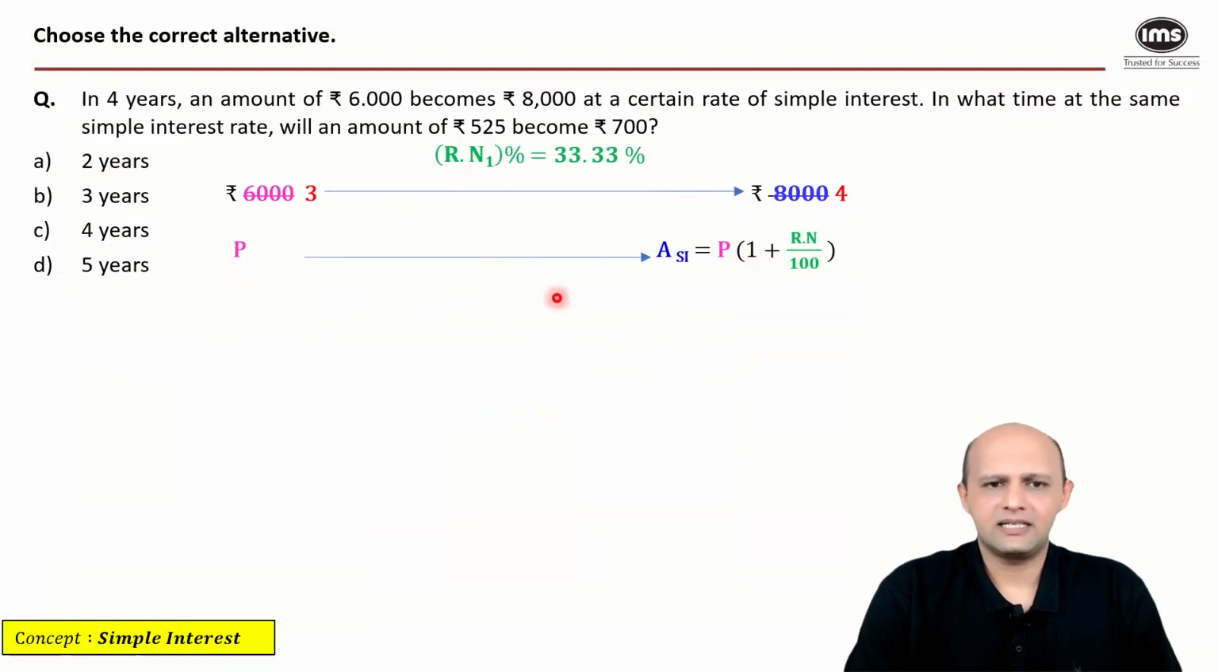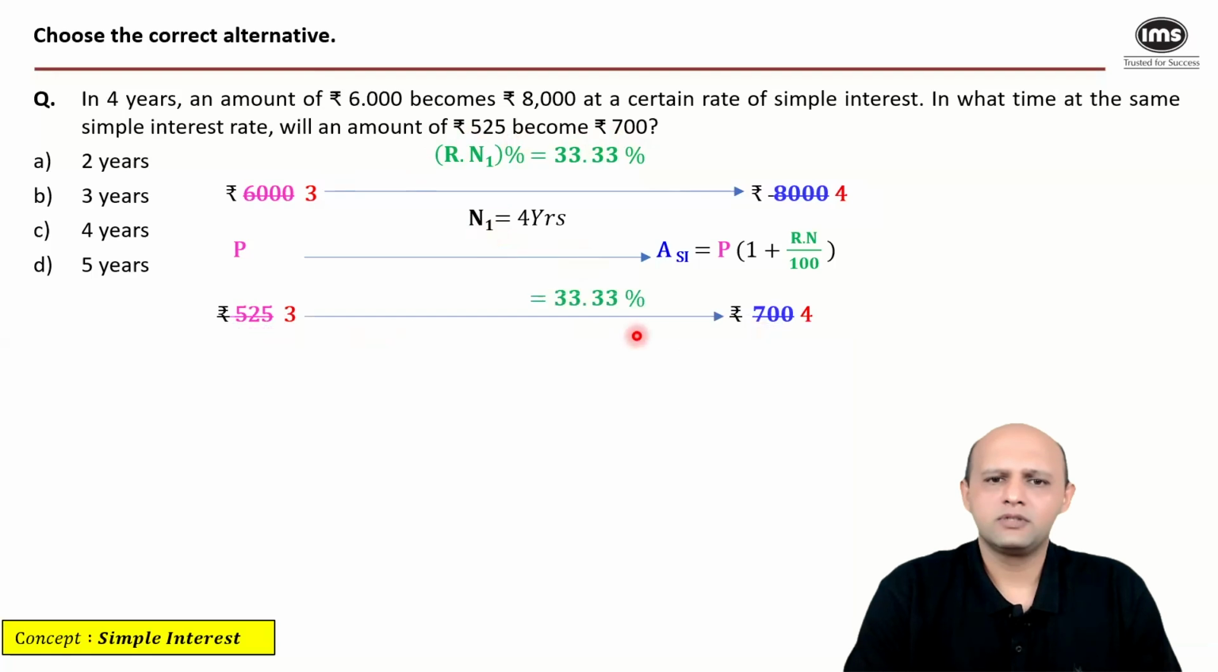Okay, this is the first aspect. Now, if you switch over to the next set of values that are given, 525, and yes, the time period mentioned here is 4 years. So if you look at this, 525 becoming 700, that is also a ratio of 3:4. So if it's a ratio of 3:4, what is the percentage increase? 33.33%. Okay. So the percentage increase here is 33.33%. Obviously, with the rate of interest being same, which is what we had discussed initially, the time period also would be same.